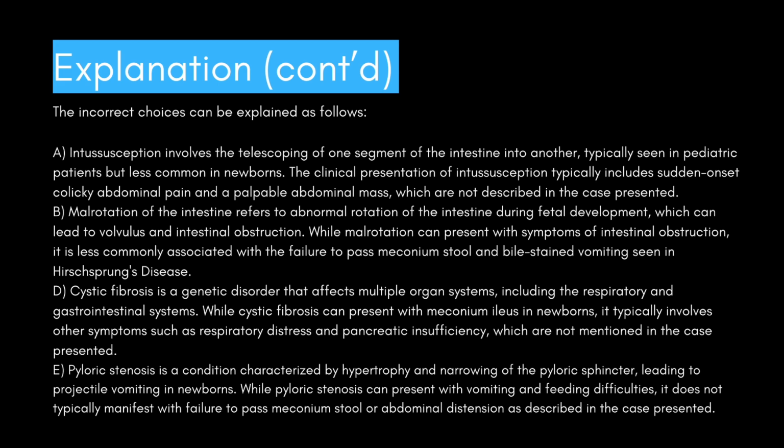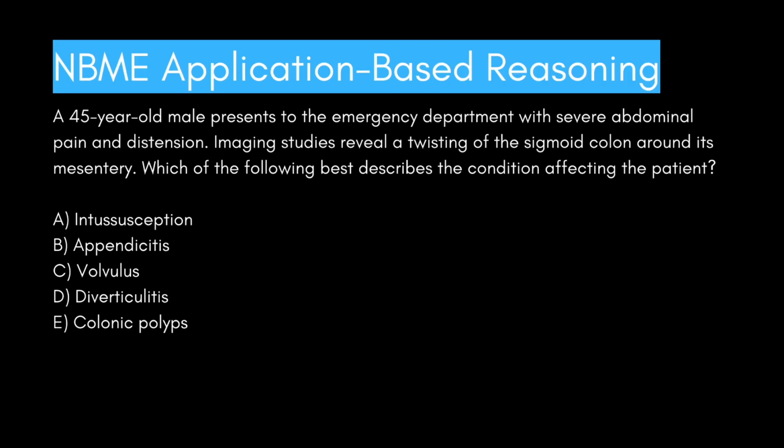Moving on to the next question. We have a 45-year-old male who presents to the emergency department with severe abdominal pain and distension. Imaging studies reveal a twisting of the sigmoid colon around its mesentery. Which of the following best describes the condition affecting the patient?